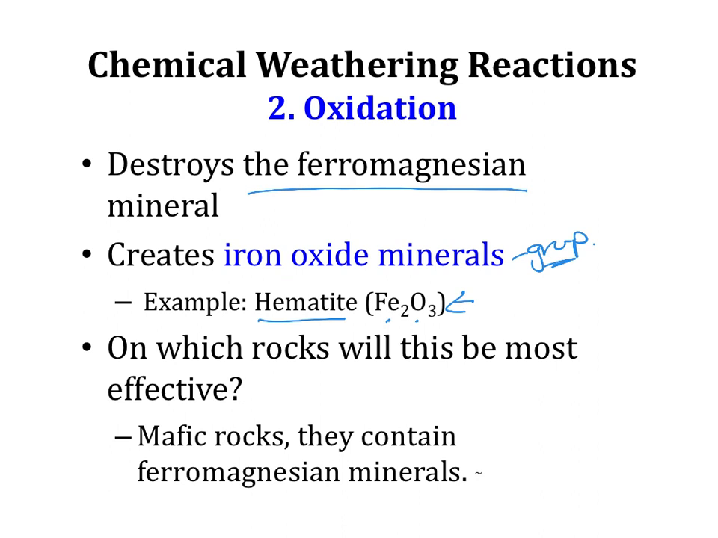So which rocks will this be most effective on? Any rock that contains ferromagnesian minerals. So that means the mafic rocks, right? Mafic igneous rocks contain the most ferromagnesian minerals. So these are the ones that are going to be most affected by the weathering reaction of oxidation.